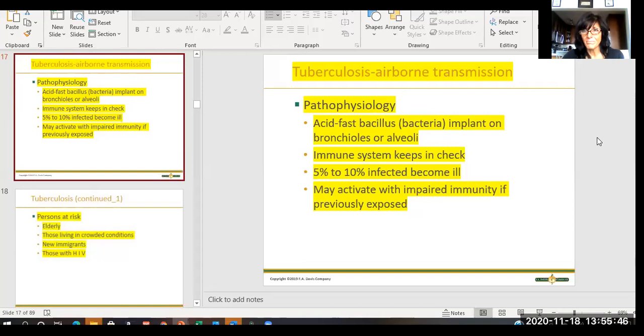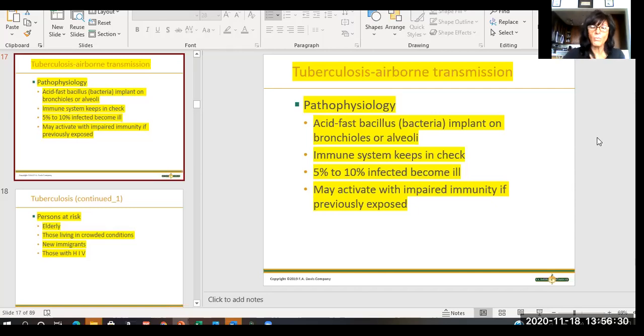Next, we have good old TB. And remember, airborne diseases: I want my MTV. Measles, tuberculosis, varicella. Now we're going to talk about TB, tuberculosis. It's a bacterial infection. And it's a pretty nasty, strong, and well-mutated type of bacterium that implants into the bronchioles or the alveoli inside the lungs. For some people that have been exposed, their immune system will keep it in check and they won't be actively sick. But 5 to 10% of people will become sick, right?